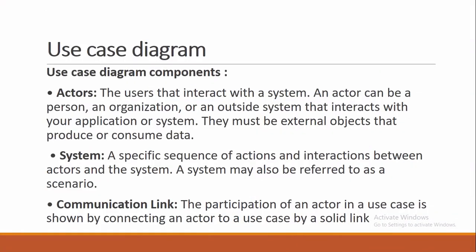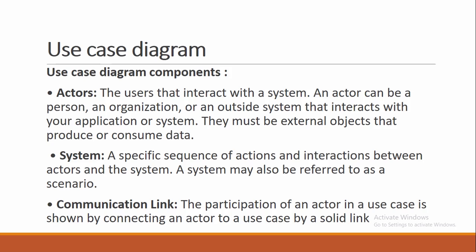First of all we'll see the use case diagram. A use case diagram visually represents actor, system and communication link. Here the actor is nothing but who uses the system. The actor is the user that interacts with the system. An actor can be a person, an organization, an outside system, or stakeholders. There must be external objects that produce or consume your system data.